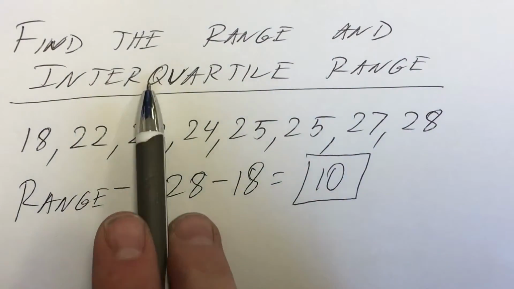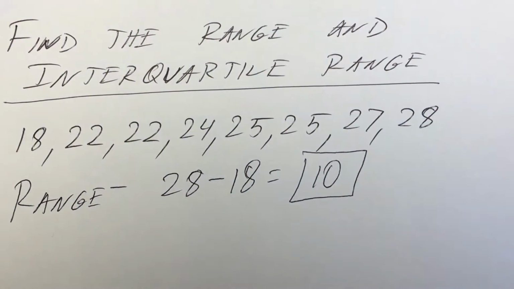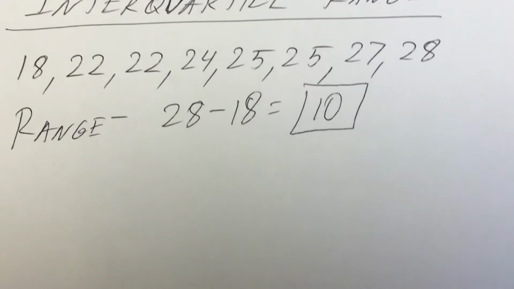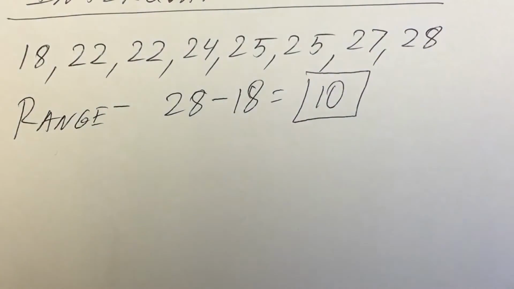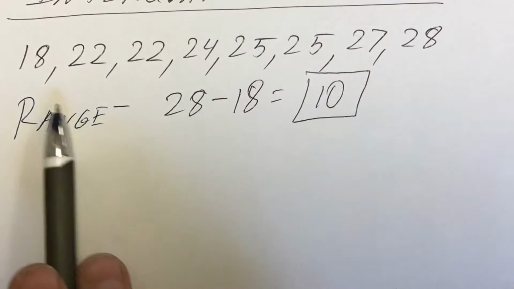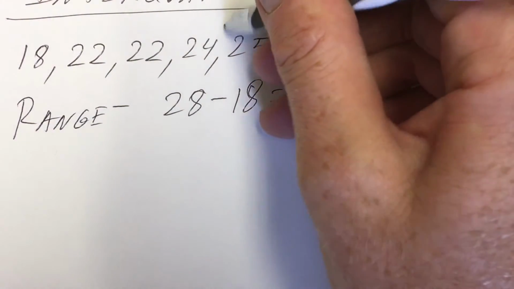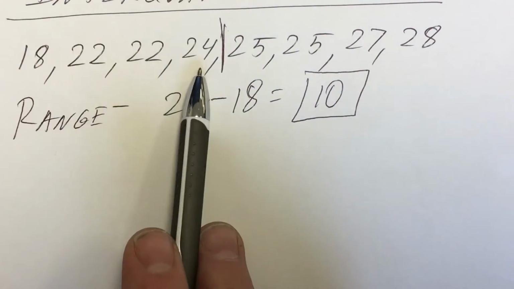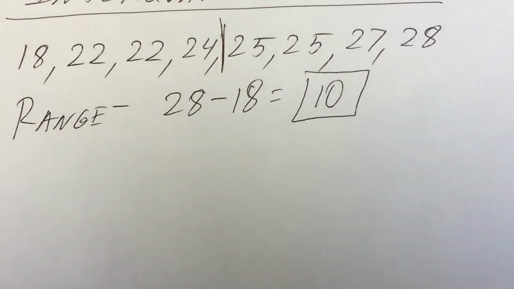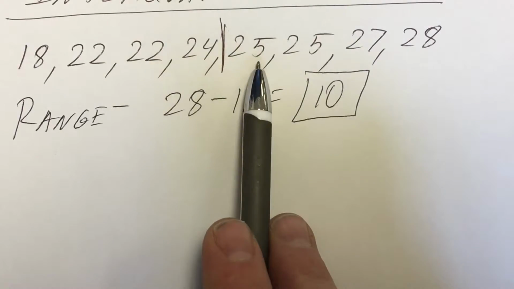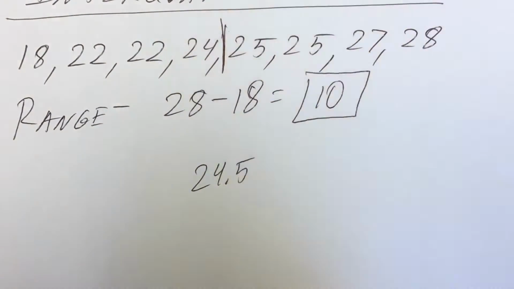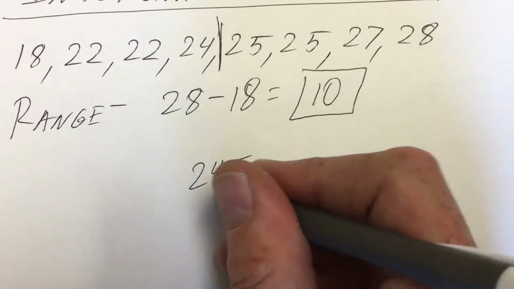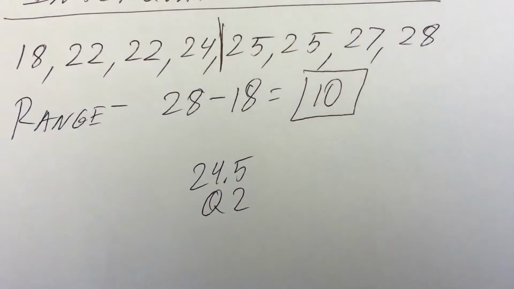For the interquartile range, we need to first find the quartiles. If you remember, quartiles involve the median. We want to first find the middle number, or quartile 2. Looking at this data set, if we have 8 numbers, the median would be halfway between the first 4 numbers and the last 4 numbers. In this case, between 24 and 25 would be 24.5, and that would be quartile 2.